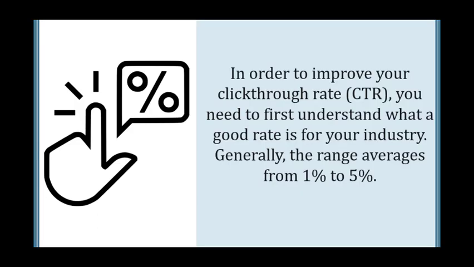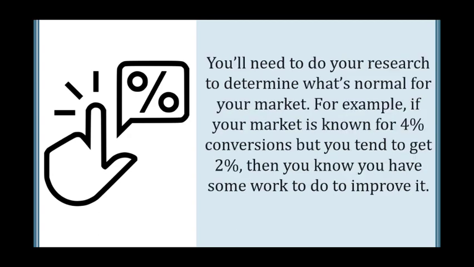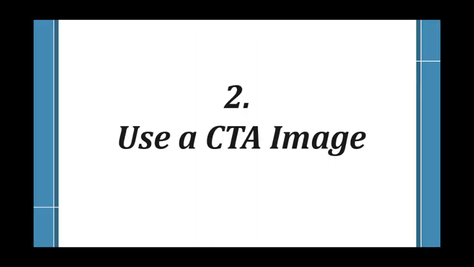In order to improve your click-through rate, you need to first understand what a good rate is for your industry. Generally, the range averages from 1% to 5%, and you'll need to do your research to determine what's normal for your market. For example, if your market is known for 4% conversions, but you tend to get 2%, then you know you have some work to do to improve it.